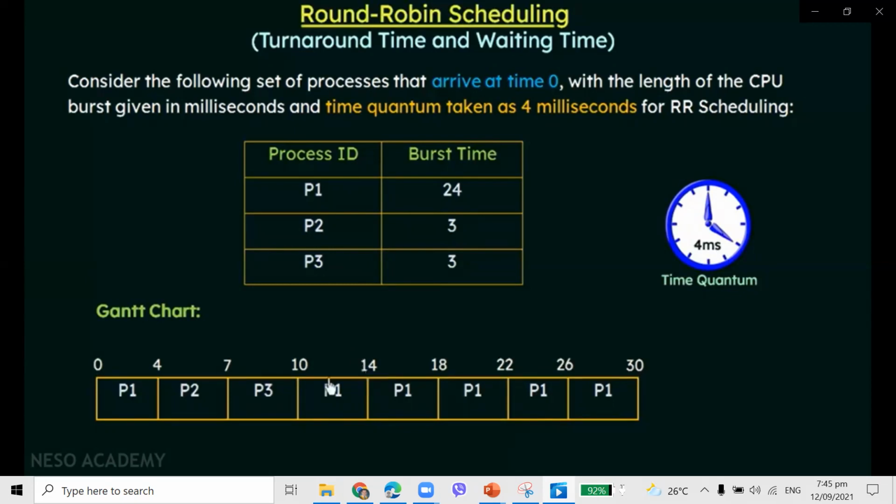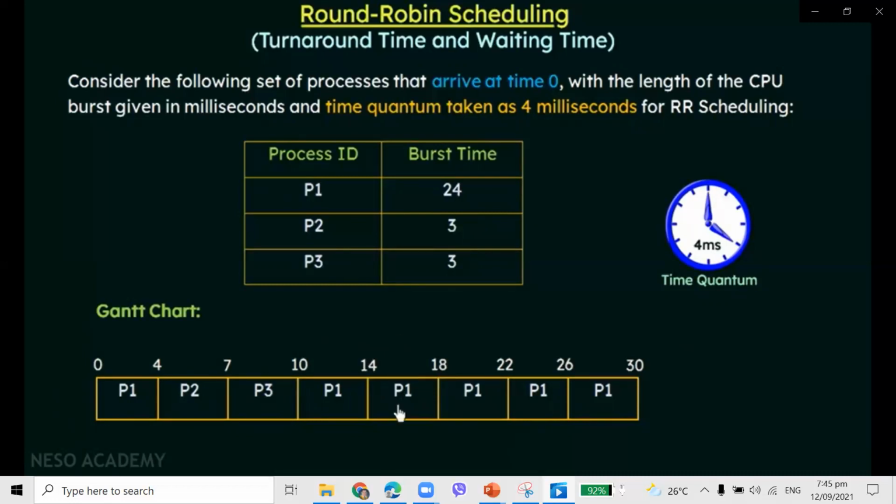So at the 14 millisecond, P1 will again be preempted because that is the way round robin scheduling works. After the time quantum of 4 milliseconds, the currently executing process has to be preempted. But we see that there are no other processes other than P1 in the queue. So P1 is preempted and P1 itself is given the CPU in this case, because there are no other processes waiting in the queue.